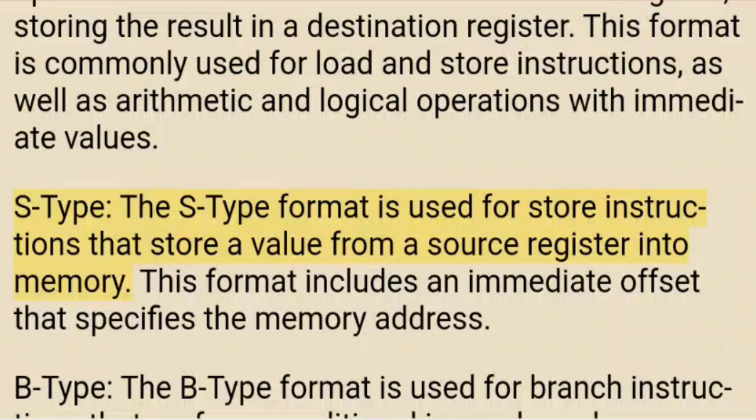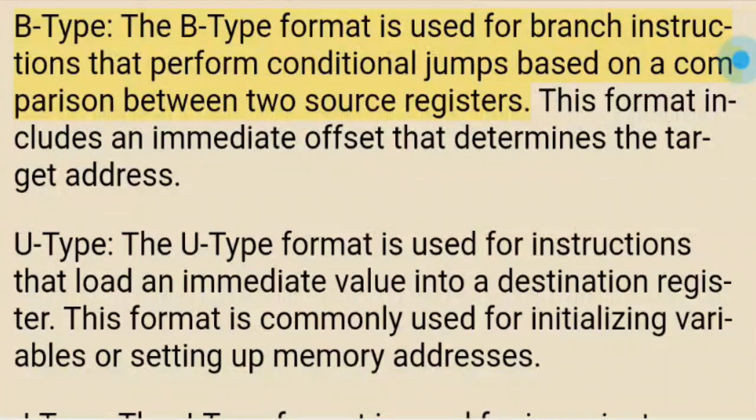S-type. The S-type format is used for store instructions that store a value from a source register into memory. This format includes an immediate offset that specifies the memory address. B-type. The B-type format is used for branch instructions that perform conditional jumps based on a comparison between two source registers. This format includes an immediate offset that determines the target address.